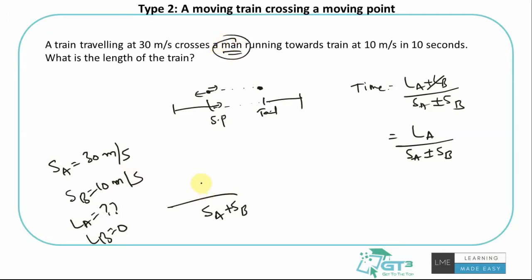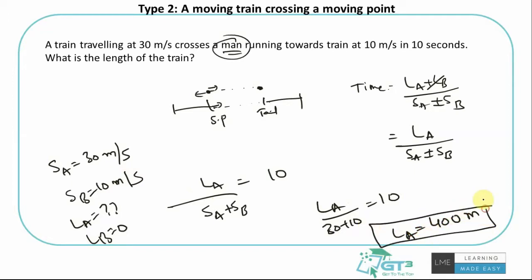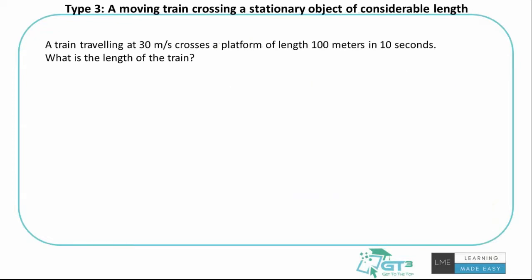And they said it is being crossed in 10 seconds. So LA by 30 plus 10 is 10 seconds. So the length of train is 40 into 10, 400 meters. Right? It's super easy to solve these questions once you use this formula and put the right values depending on the information given in the question. There's only one formula that we're using, nothing new, nothing complicated. It's super easy and super simple to solve these questions.